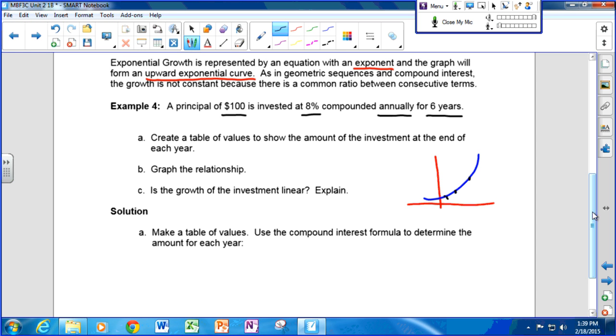Okay. So create a table of values to show the amount of the investment at the end of each year. Graph the relationship. Is the growth of the investment linear? Explain. Okay. So we can make a table of values, and now use the compound interest formula to determine the amount for each year. Okay. So we're going to do that. Now, typically, if you were to do that, and if you look at page 12, they have it right there.